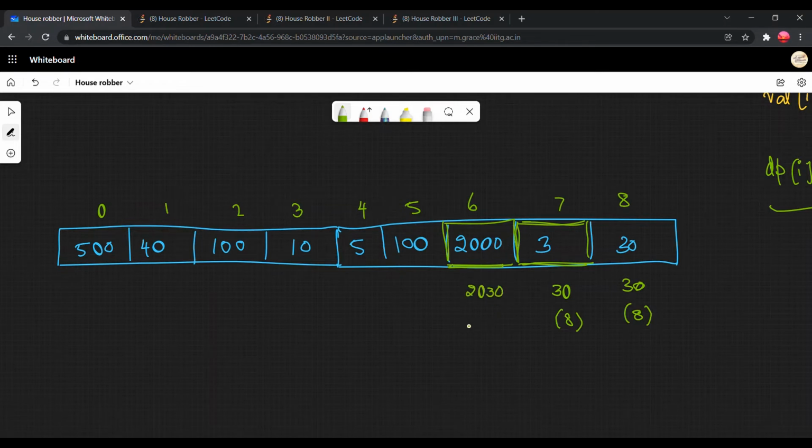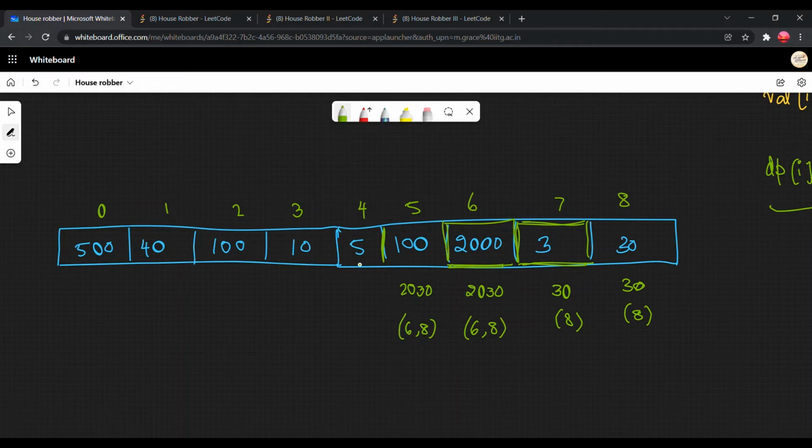Cool. 6, 8. What about if he comes to 100? So he could either get 100 plus what he would get here, that is 30, right? So 100 plus 30, or he could get 2030. And obviously he would go for 2030. So that's 6, 8. Okay.